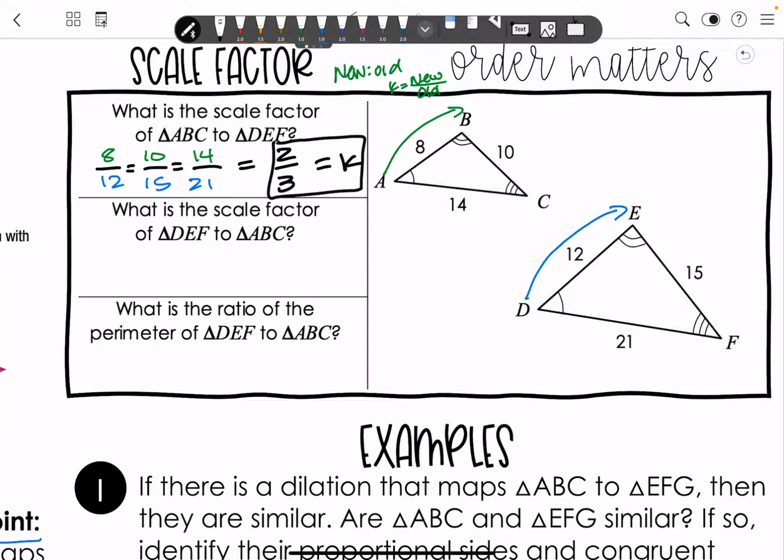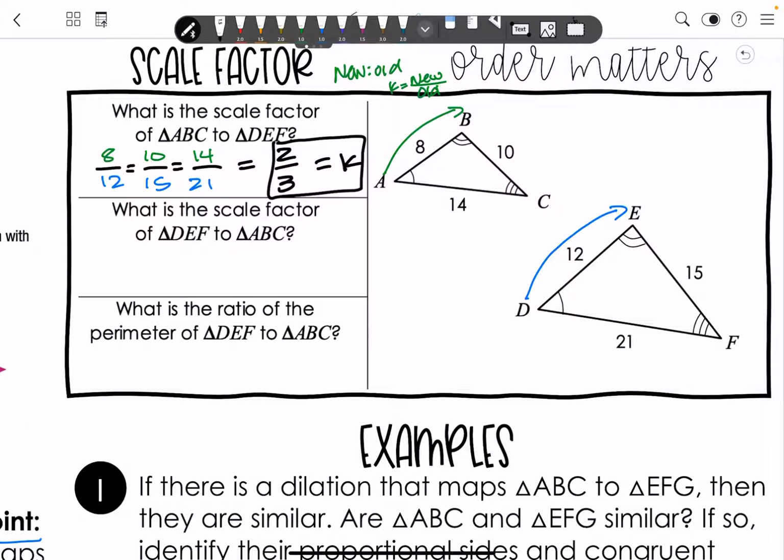All right? I put that equals k so you remember that that's our scale factor, and that's what we were looking for. When I'm asking you for the scale factor, you're just typing in the number 2/3. If it is something that you can simplify into more exact terms, like 1/2 can be simplified to 0.5, then you would just write 0.5 or 1/2, either or.